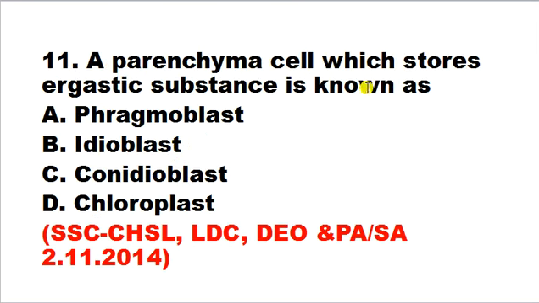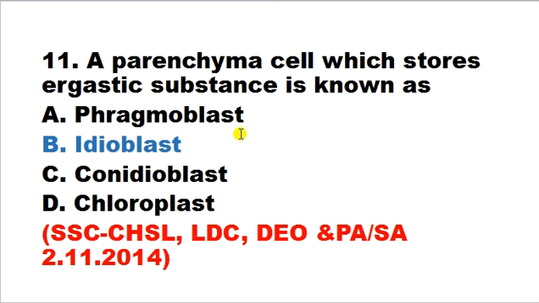A parenchyma cell which stores ergastic substance is known as formoblast, idioblast, conidioblast, chloroplast. So answer B is correct. A parenchyma cell which stores ergastic substance. Ergastic substances are non-protoplasmic material that is found in the cell. So वो कहाँ store होते हैं?